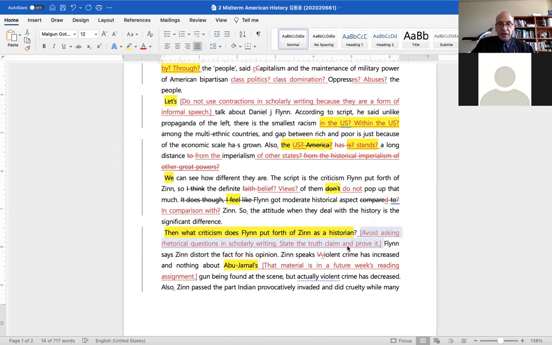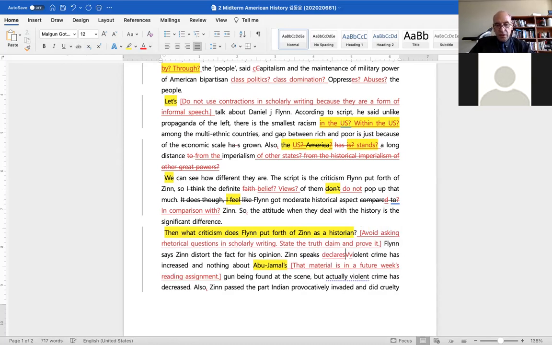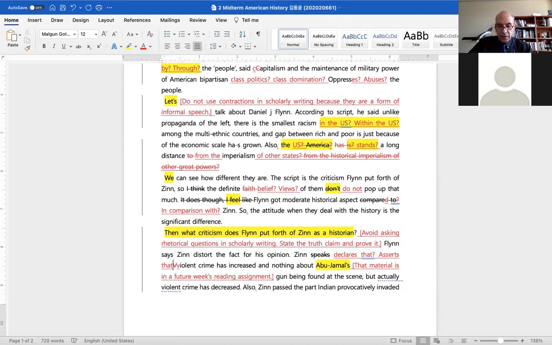Flynn says Zinn distorts the facts for his own opinion. Zinn declares, or asserts, that violent crime has increased and says nothing about Abu Jamal's gun being found at the scene, but actually violent crime has decreased. Well, actually, I missed that. Yeah, this is covered in the later part of the Zinn book.